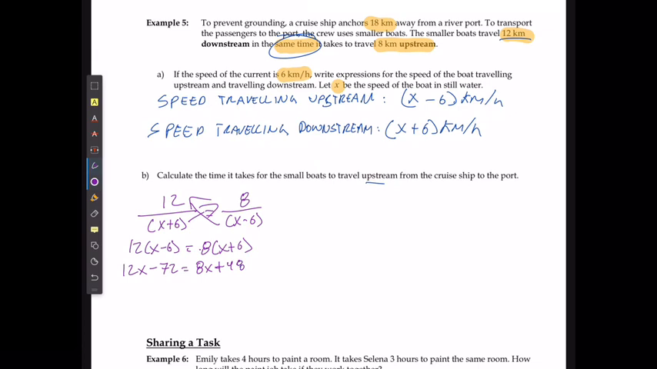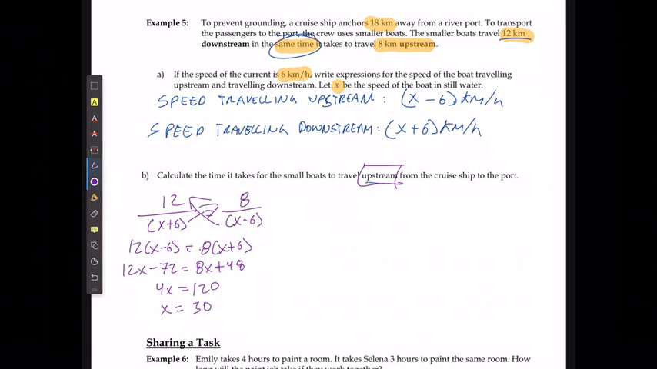I'm going to subtract 8x from both sides and get 4x, and I'm going to add 72 to both sides is equal to 120. So x is equal to 30. The speed in still water is going to be 30 kilometers per hour, but it wants the time it takes to travel upstream.